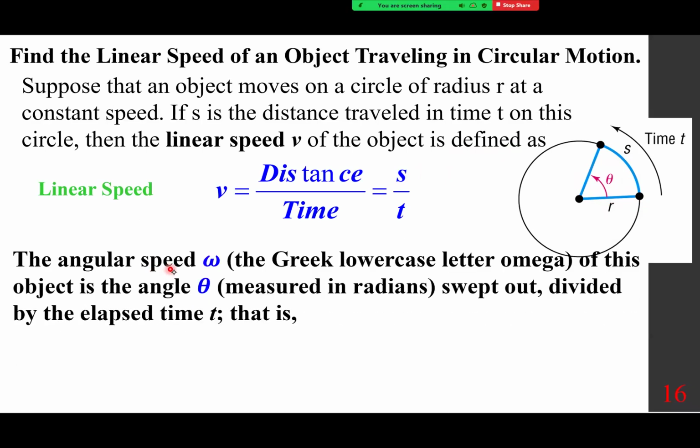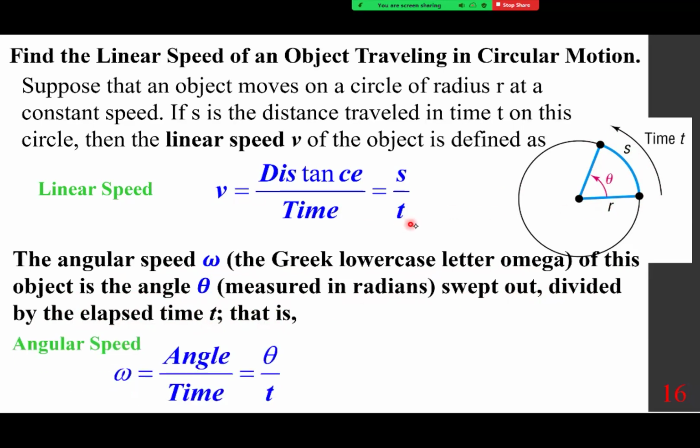The angular speed has a similar definition. The angular speed omega, this is not w, omega, the Greek lowercase letter omega, of this object is the angle theta measured in radians swept out divided by the elapsed time t. So over here, s divided by t gives us v. Theta, the angle, divided by t gives us the angular velocity.